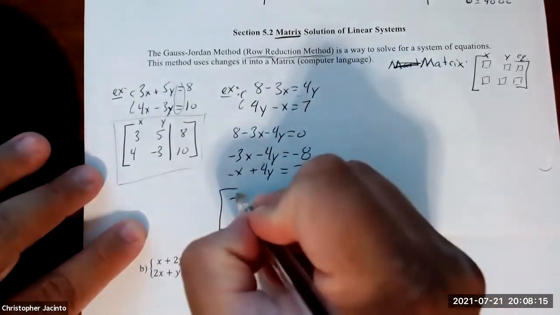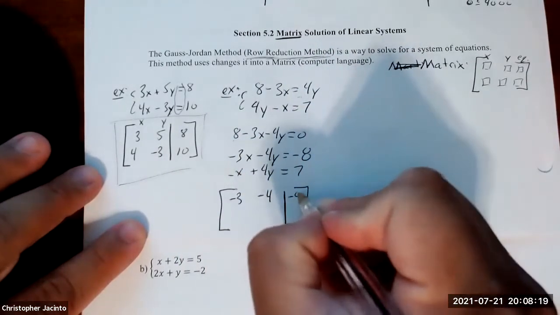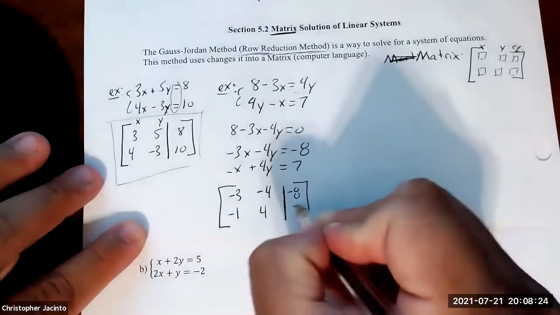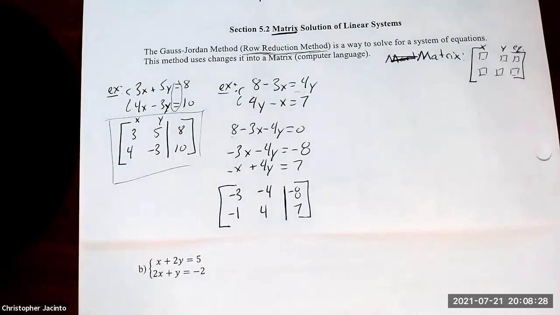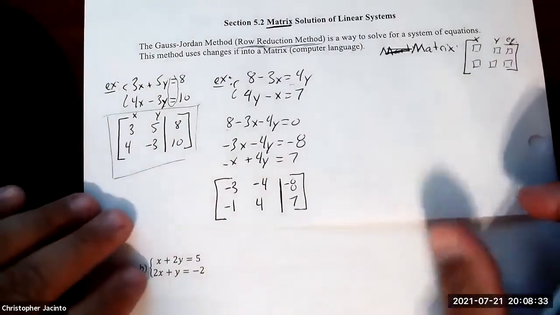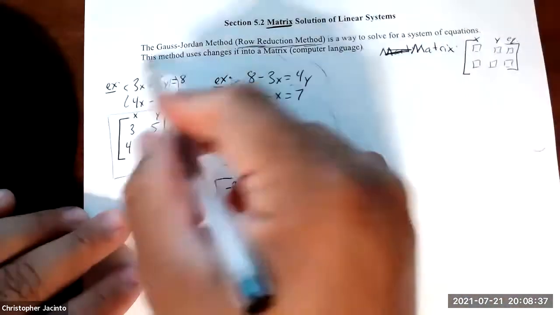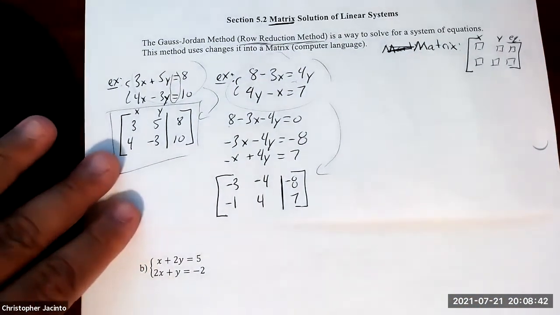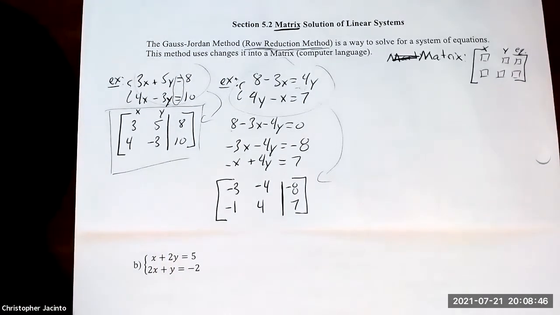So it'll be -3, -4, -8, -1, +4, and 7. Right, so any questions? I'm just going from here to there at all. No? Everybody comfortable?